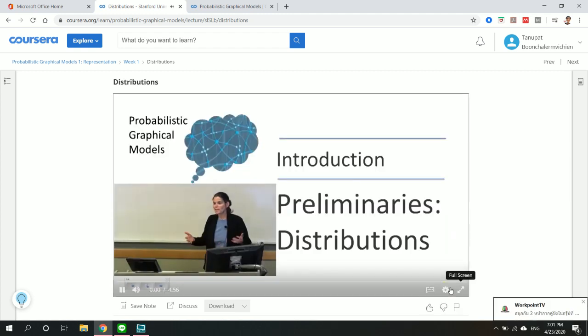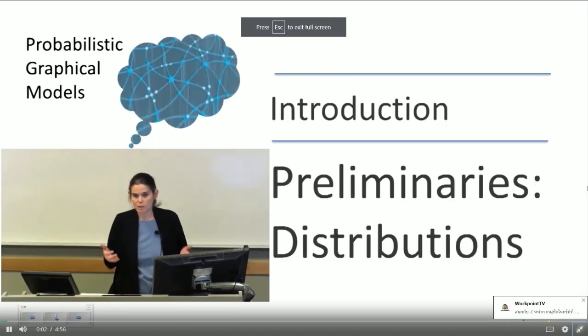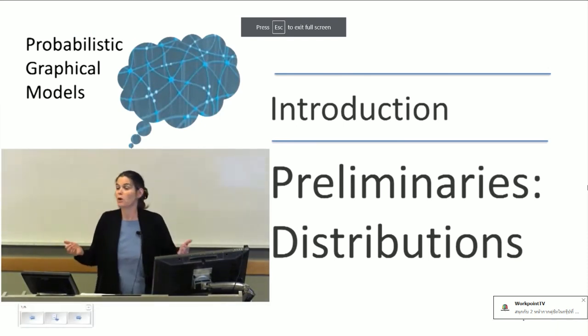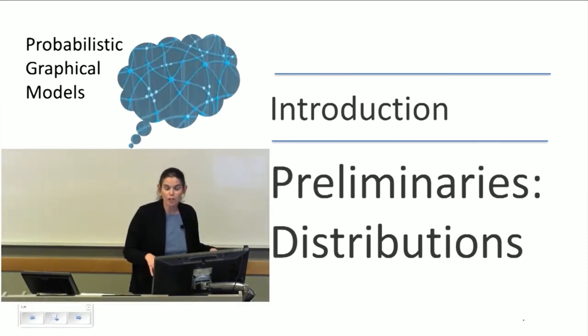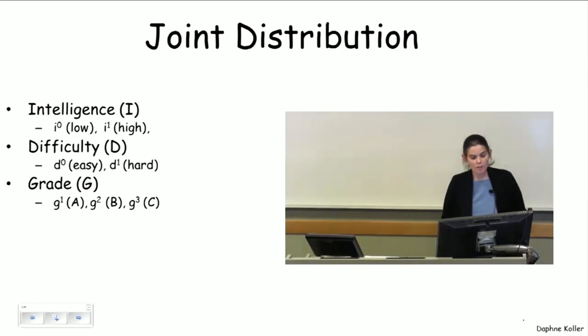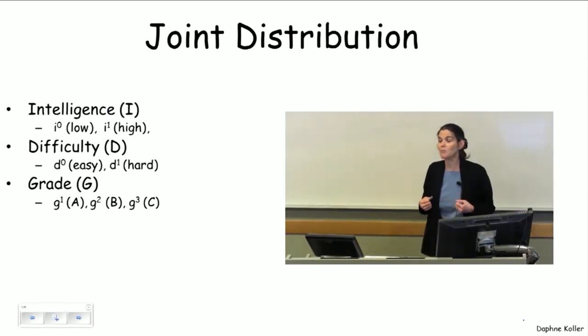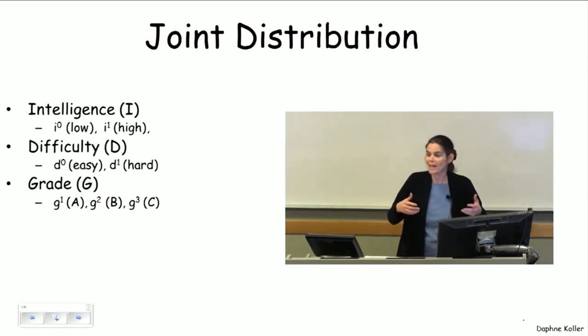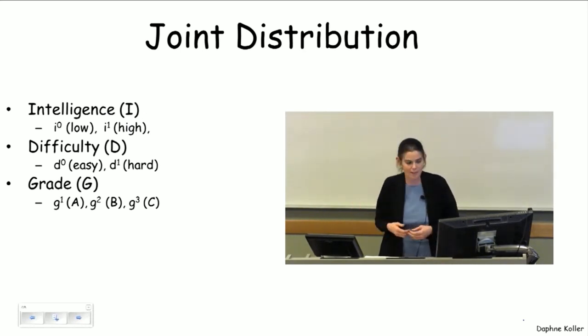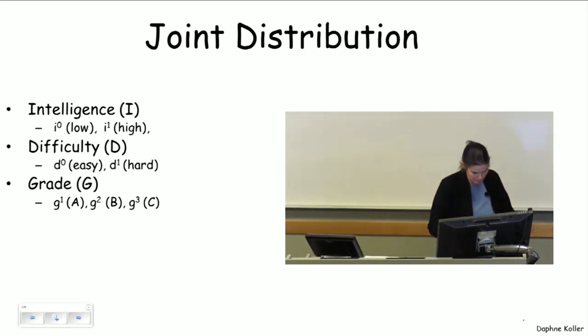So before we get into the details of probabilistic graphical models, we need to talk a little bit about what a probability distribution is, just so we all have a shared vocabulary. So let's start with a very simple example of a joint distribution, one that is going to be extended in examples later on in other parts of the course.